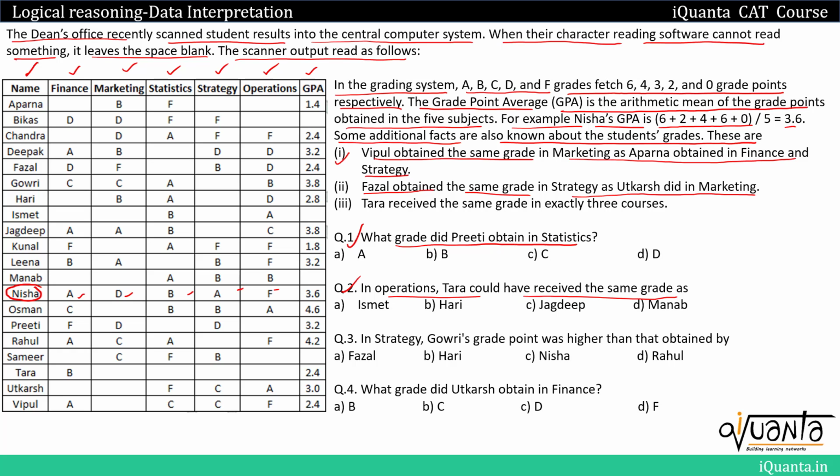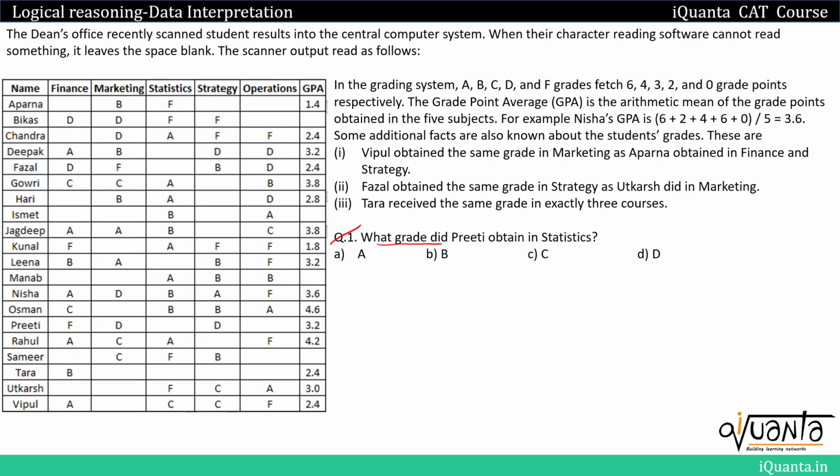So let us try to solve the first question. The first question is, what grade did Preeti obtain in statistics? So we are talking about Preeti in statistics. We have Preeti over here. Her GPA is 3.2. So the total value of all the grades will be 3.2 into 5, that is equal to 16, because she is having 5 subjects: finance, marketing, statistics, strategy, operations. GPA 3.2 will be equal to sum of all the grades upon number of subjects. So that will be equal to 3.2 into 5, which gives me 16.